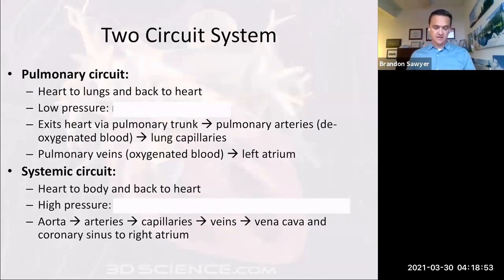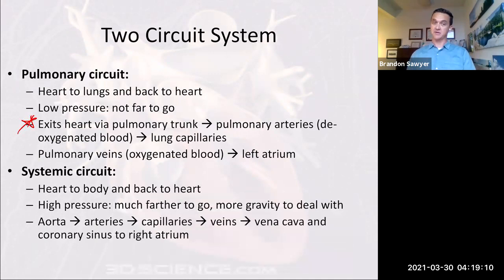And then lastly, the last part here, the pulmonary circuit versus the systemic circuit. So the pulmonary circuit is the part that goes to the lungs, right? And this is a low pressure system. Don't create much pressure there because it doesn't have to go very far, okay? You can keep track of that pathway there. And then the systemic side, much higher pressure, much farther to go. And you can see that pathway there.